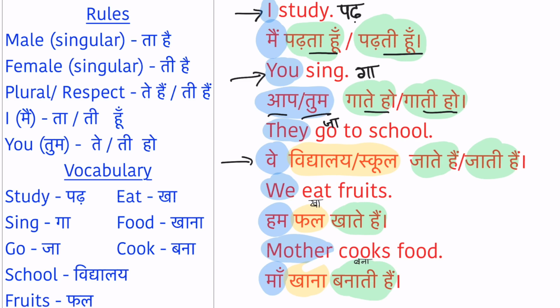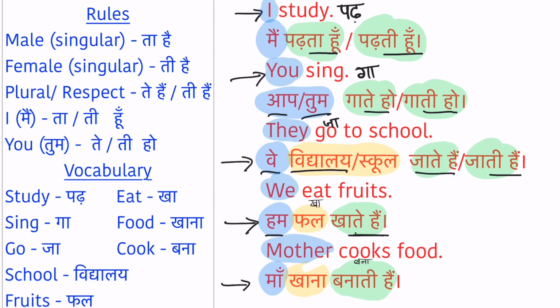In this sentence, for male, वे विद्यालय जाते हैं. And for female, वे विद्यालय जाती हैं. Here subject is plural, so हम फल खाते हैं. Verb के साथ आपने ऐड किया है ते हैं.